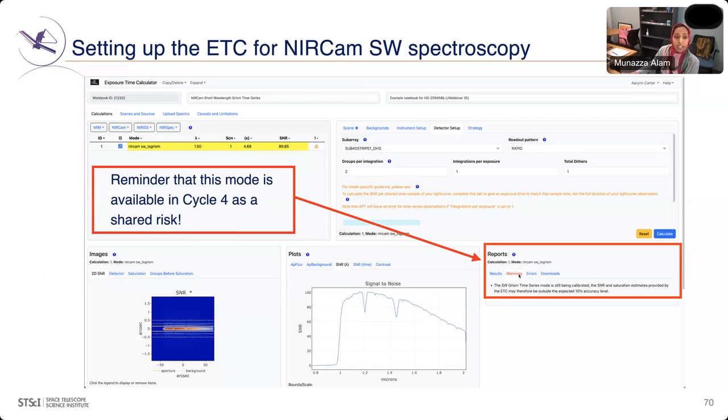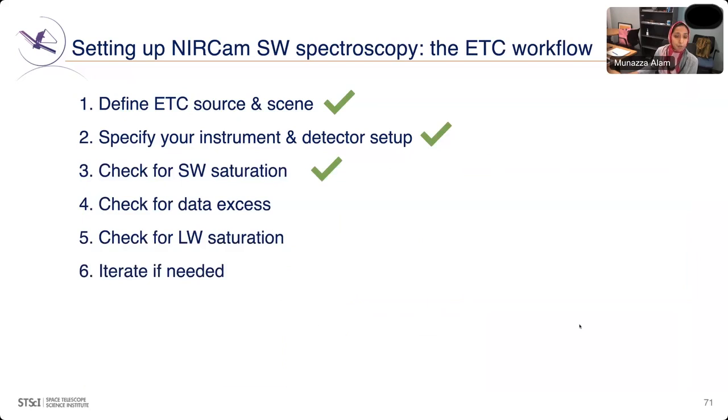When we do this, things look okay, but you will get a warning. The warning is because this mode is available as a shared risk, as Aaron mentioned earlier. So we're still calibrating this mode, and it's possible that the calculations and estimates that you get from ETC won't match up with your observations just yet because we're still working on refining the calibration. So that's just a heads up, something that might pop up in ETC.